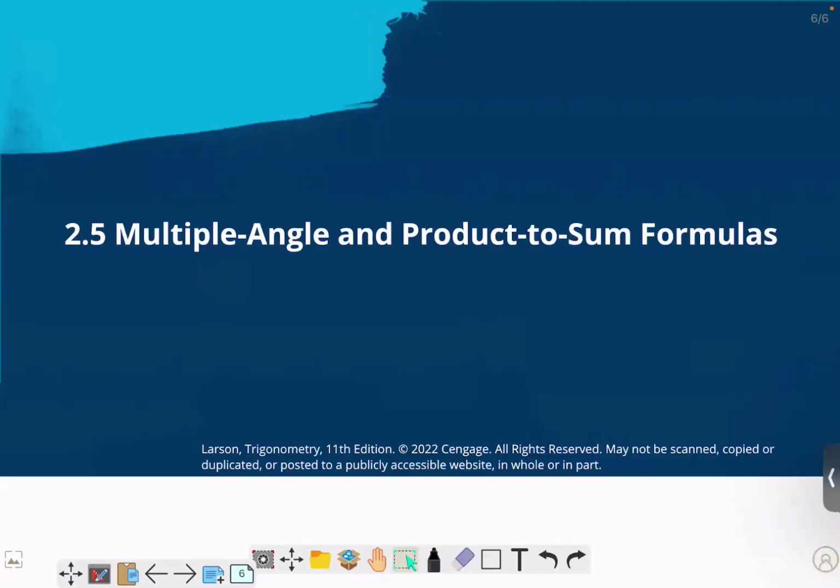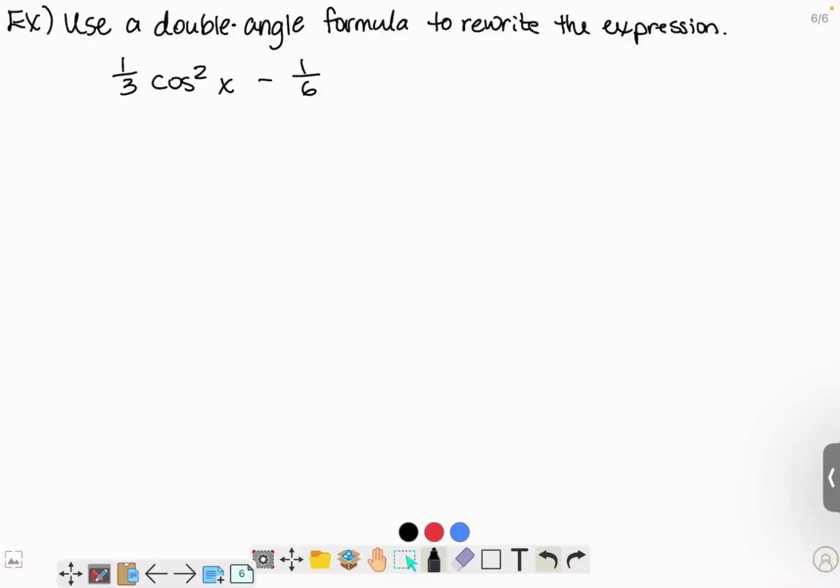In section 2.5, we have quite a few more formulas, so I'll give you some examples on how to use those. Okay, let's try this example. We want to use a double angle formula to rewrite this expression.